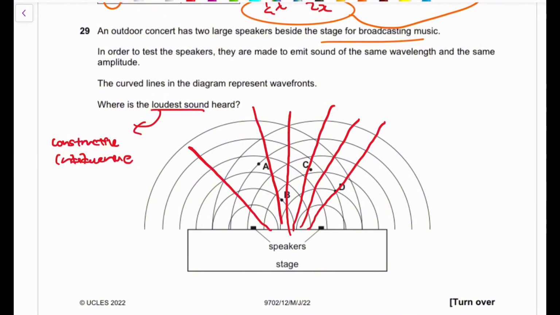So the only scenario where they're perfect, again, is also here. Slightly here, that's also perfect. But it didn't pass through C. It only passed through D perfectly. So whenever two X's intersect, that is where you're going to hear the loudest sound. So your answer is going to be D.